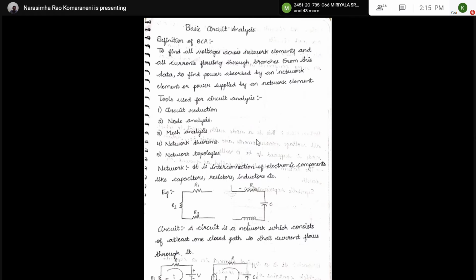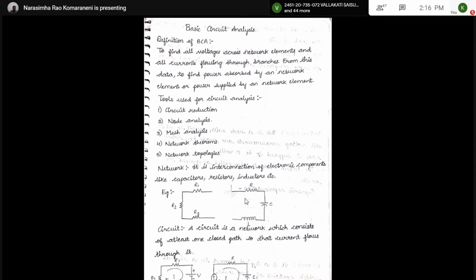In your syllabus, in the first unit, you have three methods: node analysis, mesh analysis, and network theorems. Is it clear? Now, first of all, what is the difference between a network and a circuit?